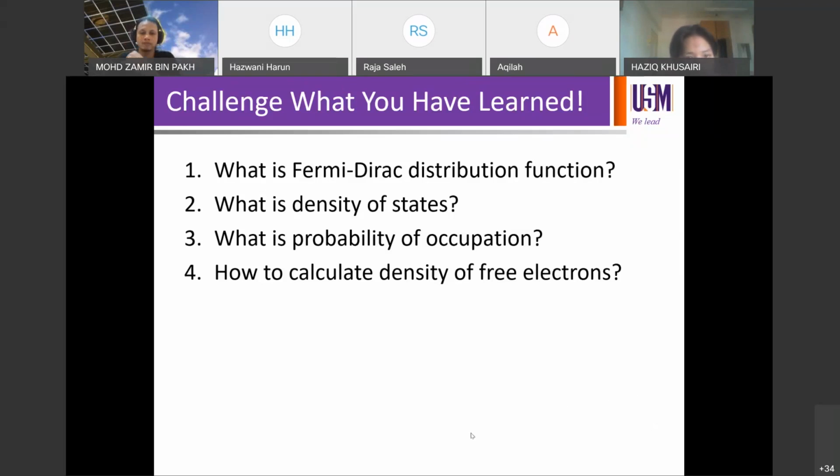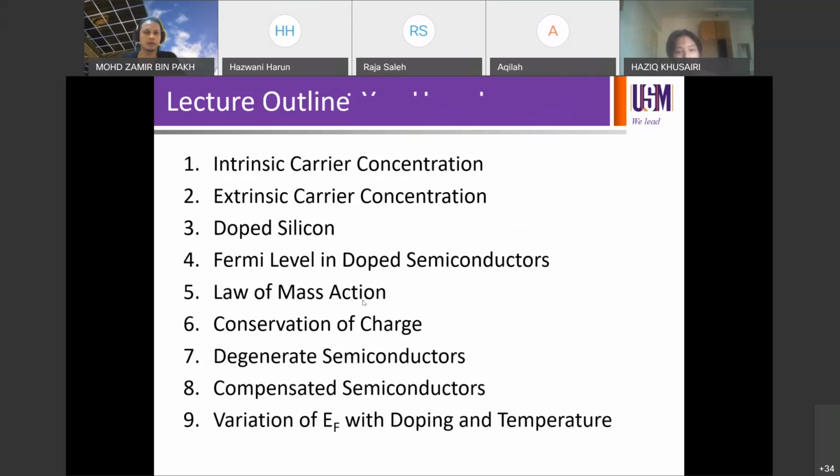Okay, so done, clear. If you're clear about all these questions, then you're clear about the previous topic. That's all. So this is the gist, the essence of the previous topic. If you're clear about this, then the elaboration of each will become easier. Okay, right. So now we are in the next topic, intrinsic and extrinsic.